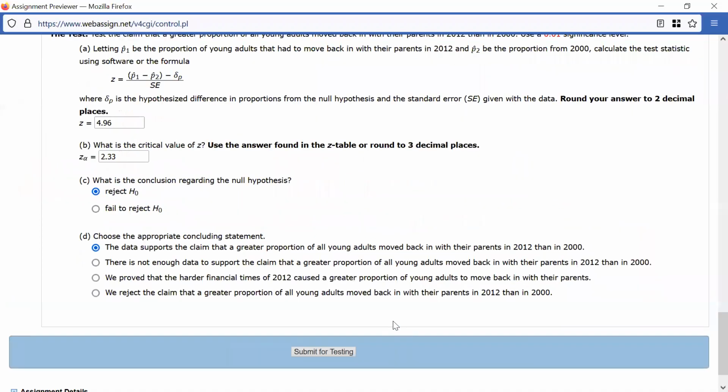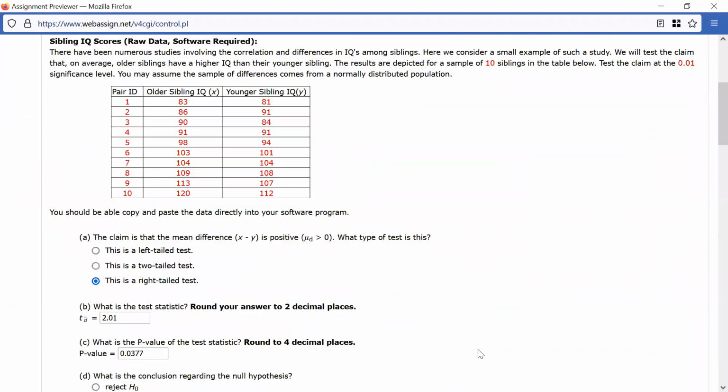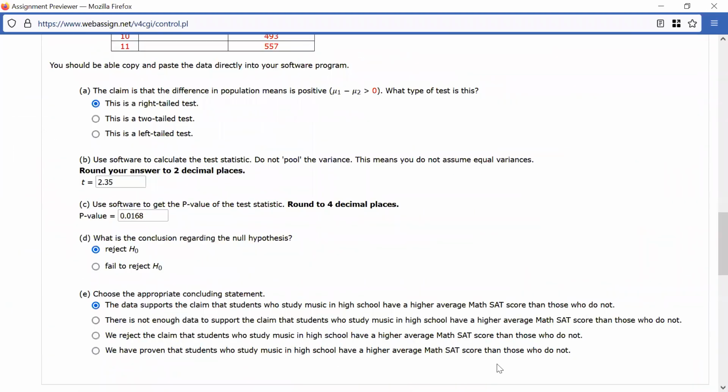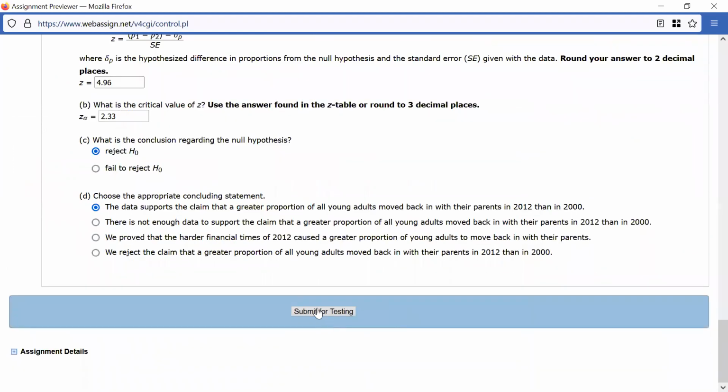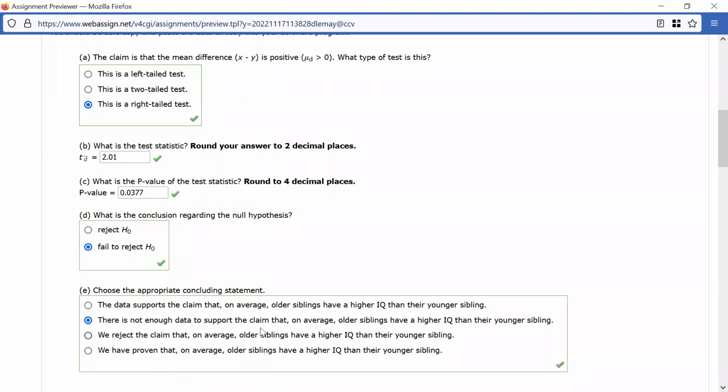Okay, and that's that. I think I've got everything. Do I get answers and everything? Let's see how I do. It's been a while since I've done this assignment. Submit for testing. I got all 14 points. Good.